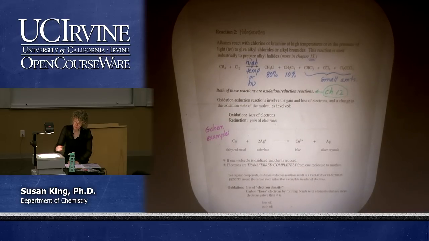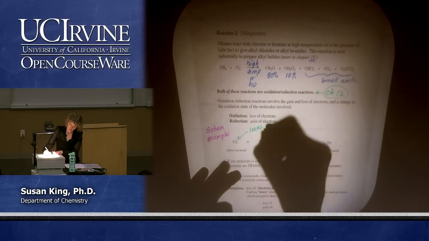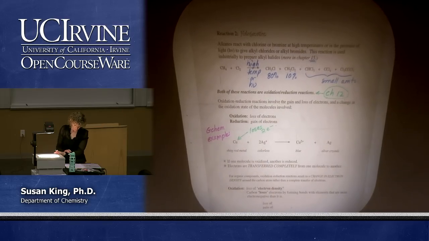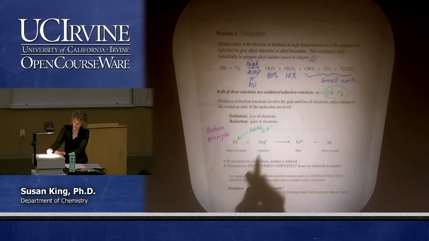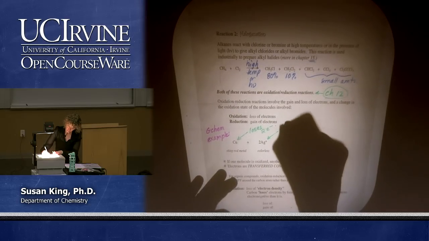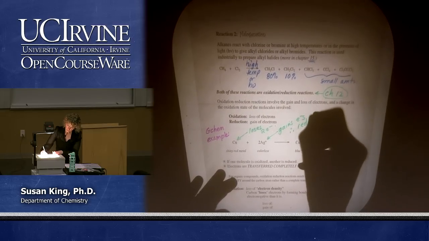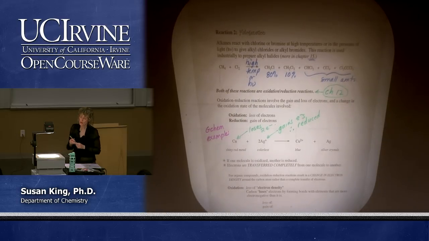We have copper going to copper 2+, so it's losing electrons, right? Loses 2 electrons. The silver, on the other hand, we have 2 of them. Each one of them is gaining an electron to become silver crystals, so that's gains electrons. Therefore reduced. So if one molecule is oxidized, another is reduced, and electrons are transferred completely. Electrons are transferred from the copper to the silver, complete transfer of electrons.